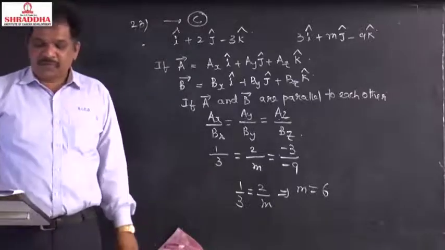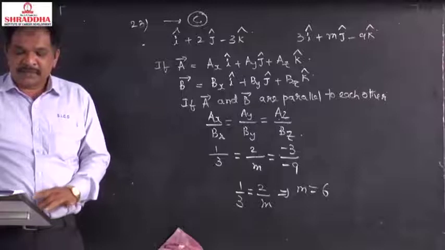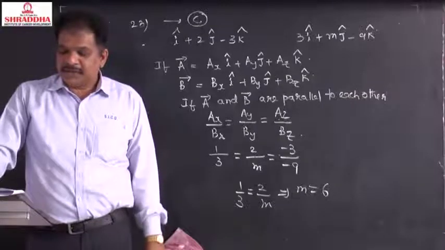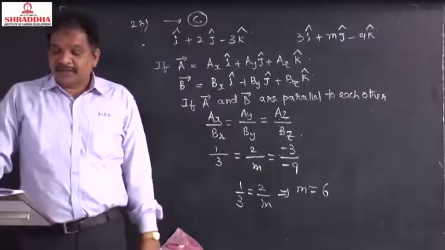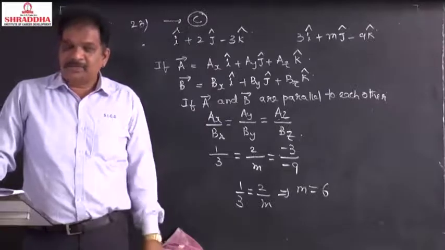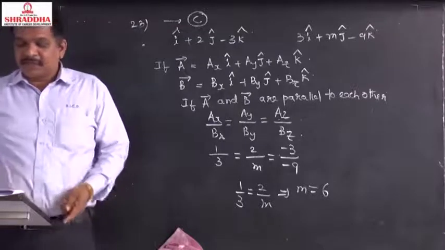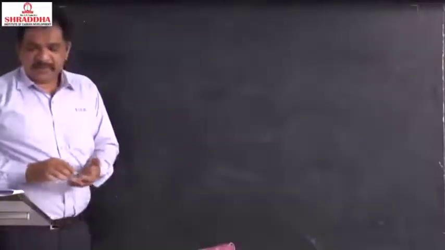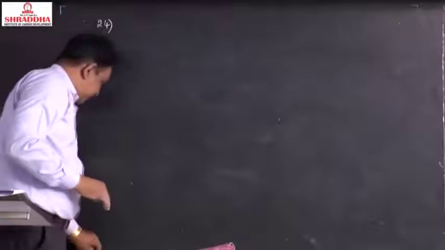Next, 24, what they are asking, see. A force of 2i cap plus j cap minus k cap Newton acts on a body which is initially at rest. If the velocity of the body at the end of 20 seconds is 4i cap plus 2j cap minus 2k cap meter per second, what is the mass of the body? Here, what they are asking, see. Question number 24.